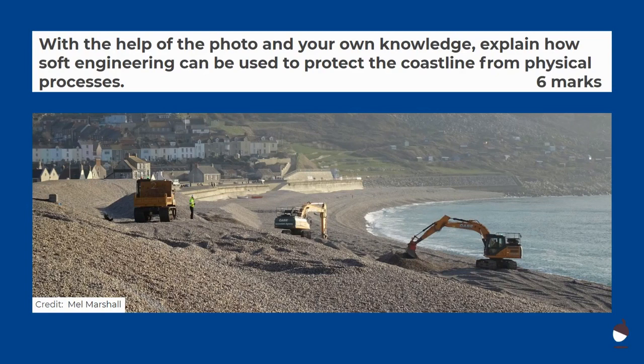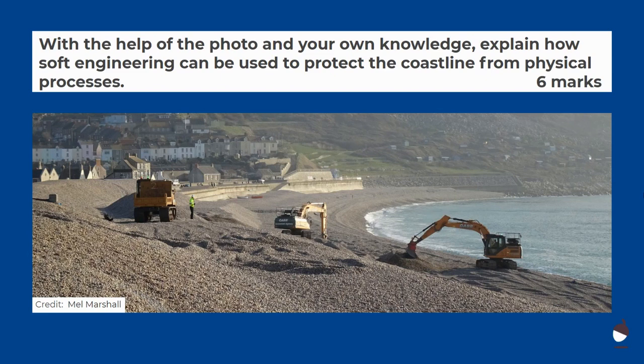With the help of the photo and your own knowledge, explain how soft engineering can be used to protect the coastline from physical processes. There's a lot in this. So, with the help of the photo, we need 1 paragraph about what we can see. What can you see in this photo? Tell me now. It is reprofiling. You've got diggers moving the sand from the bottom of the beach to the top. And you can see where they're really angling the sediment to make that steeper gradient.